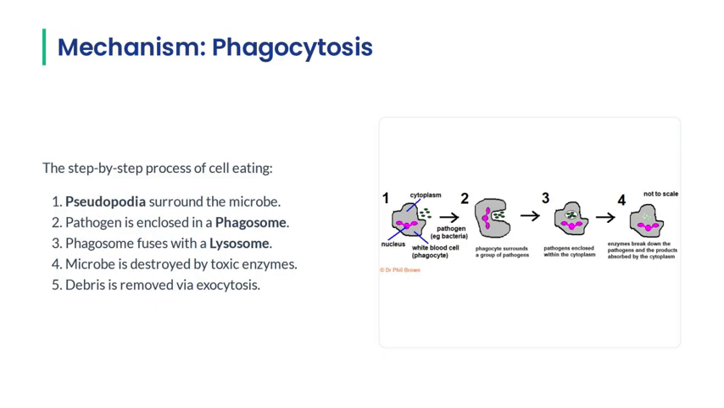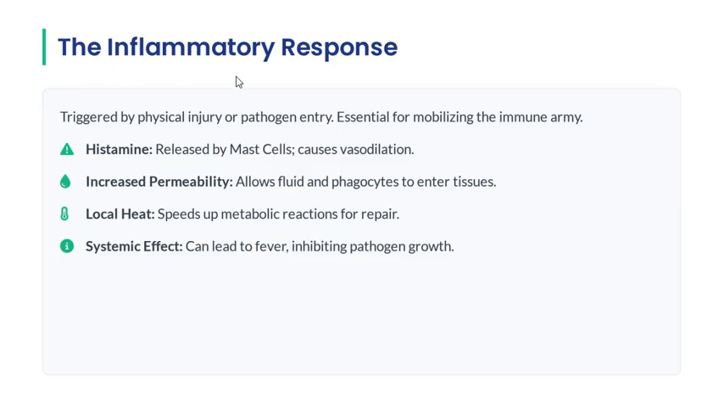Okay, next we can talk about the inflammatory response, which is triggered by physical injury or pathogen entry. This is essentially like saying you're mobilizing the immune army, which is kind of corny, but it's okay. We have histamine released by mast cells, which causes vasodilation, and then we have increased permeability, which allows fluid and phagocytes to enter the tissue. And local heat increases, which speeds up metabolic reactions for repair. And the systemic effect can lead to fever, inhibiting pathogen growth.